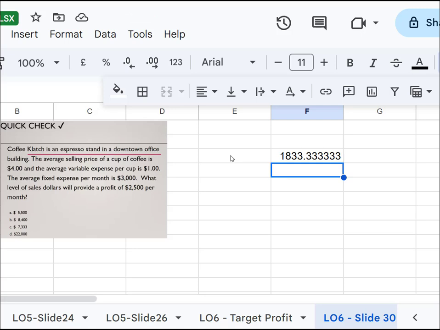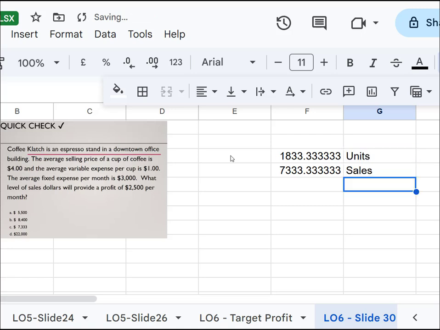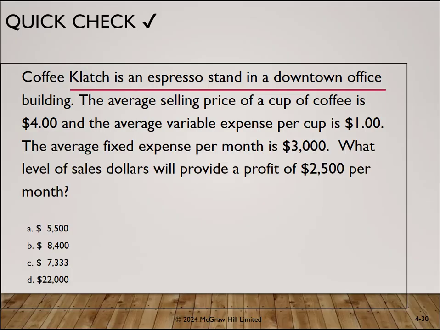Level of sales dollars, so this is our units. So then we need to multiply by our cup of coffee price, and that gives us our sales dollars. So this would be in units, this would be in sales dollars of 7,333. So for C. Perfect, awesome. Let's do one more example.